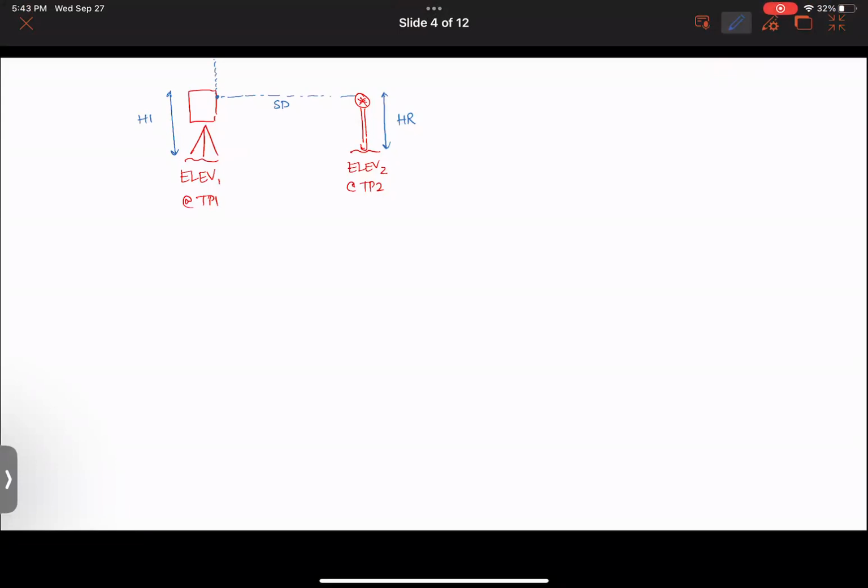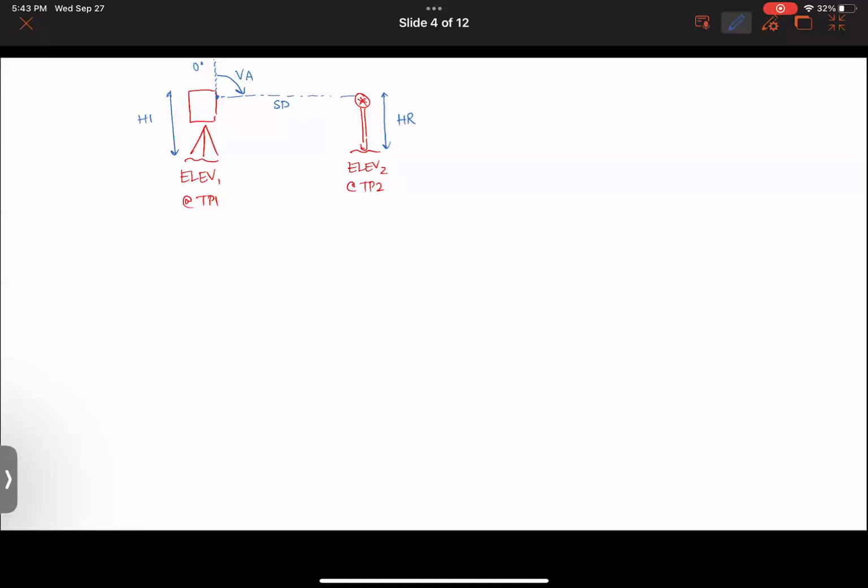And that vertical angle is always measured downwards from pointing straight up at the sky, which is 0 degrees. So that vertical angle represents the angle from 0 degrees pointing straight up down to some imaginary line connecting your total station and your rod.